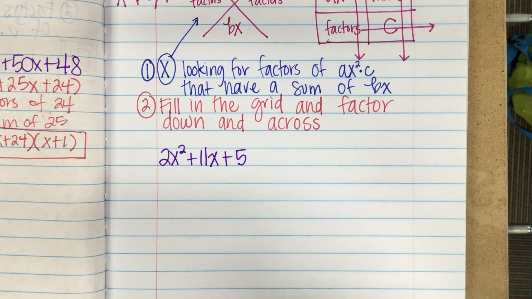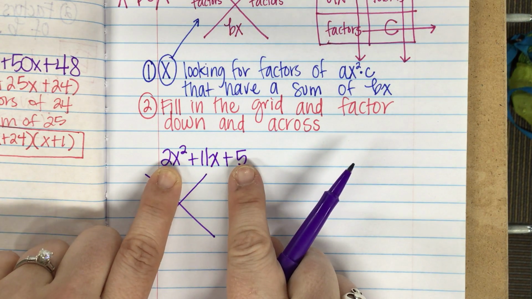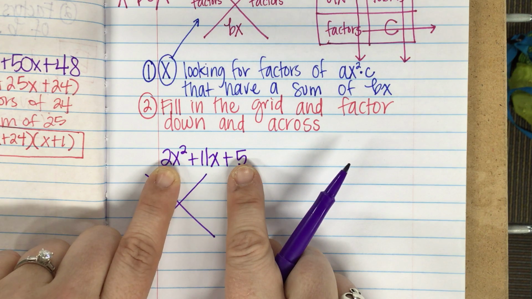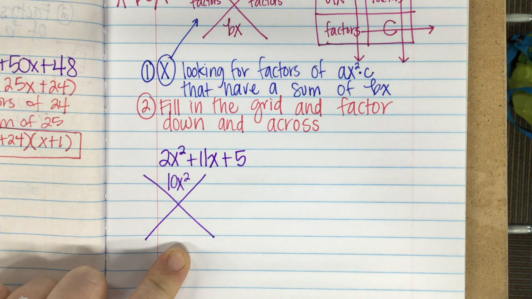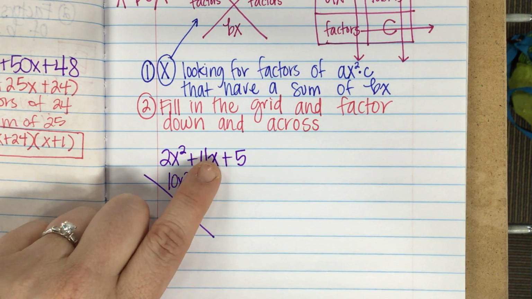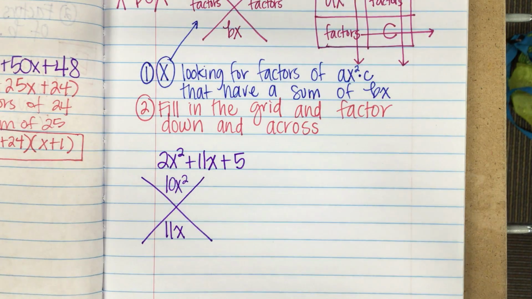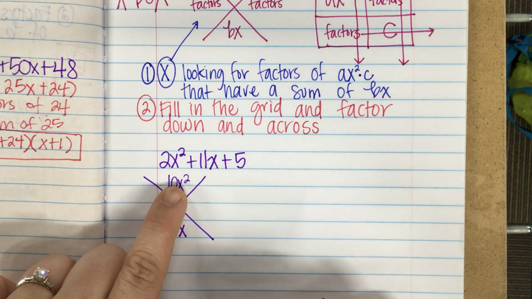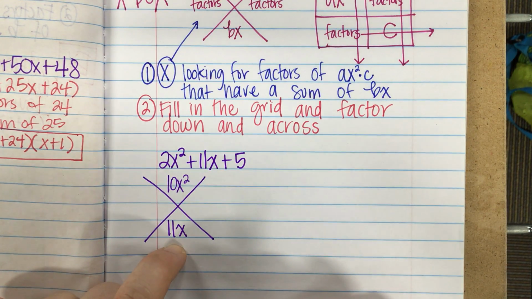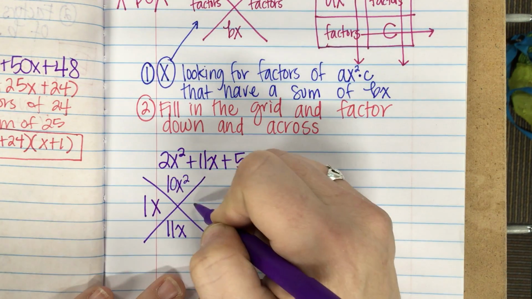All right, so let's organize our thought process. What's A times C? 10x squared. So I'm looking for factors of 10x squared that have a sum of B. What's my B value? 11x. Again, this is just sheer organization. What times what equals 10x squared, but when you add them together, you get 11x? 1x and 10x, correct?